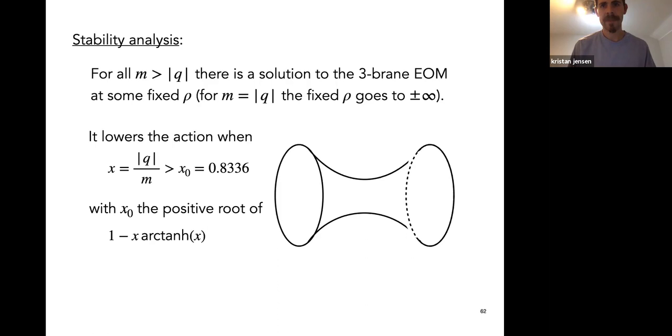It turns out that for all mass bigger than charge, there's a solution to the three-brane equations of motion where the brane can sit at some fixed value of the radial coordinate. And that value goes off to infinity as you take the BPS limit. That's the case always, thanks to this flux background. However, for small charge, the solution exists, but it increases the action.